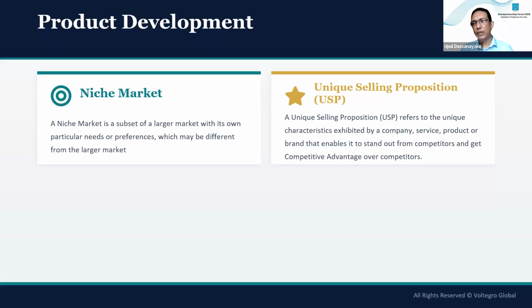So then, what is the USP? USP means how you differentiate your product from the rest of the similar products available in the market. USP is the uniqueness. What's the uniqueness in your product? So what was his product's uniqueness?